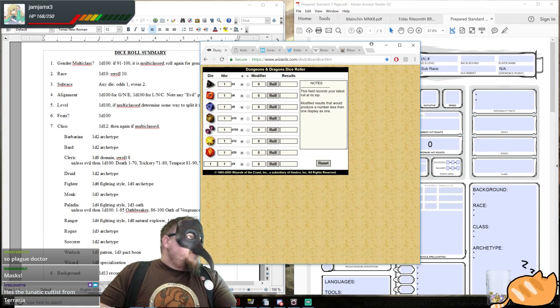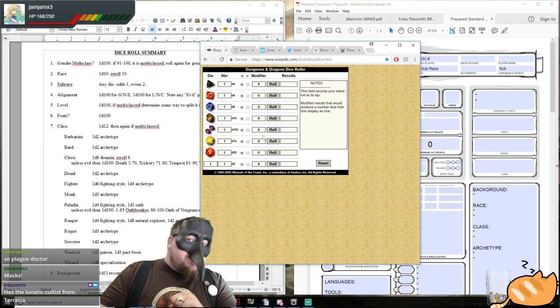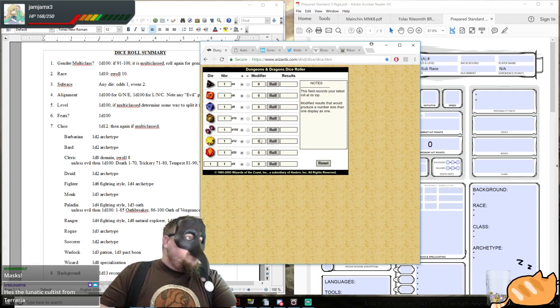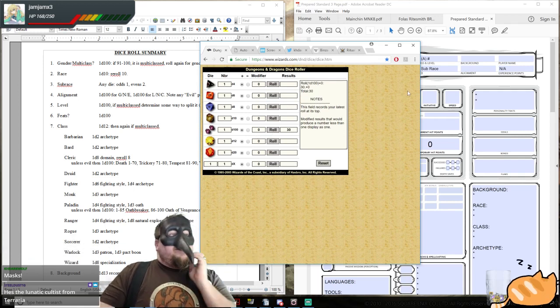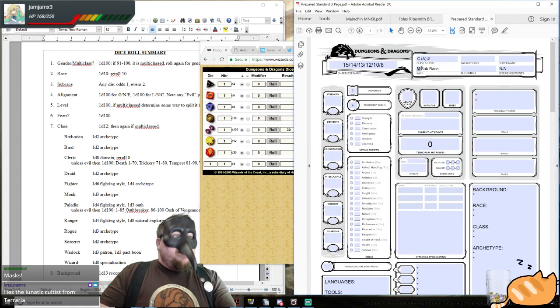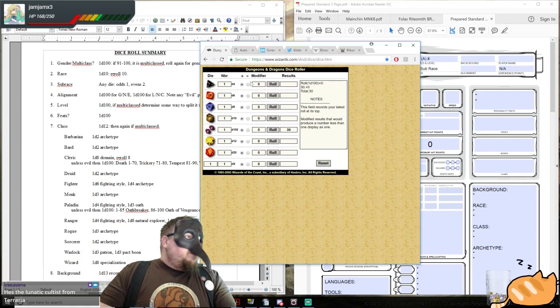To begin, we're going to roll a percentile die and determine if the character is female 1 to 45, male 46 to 90, or a multi-class character like what we rolled last night, 91 to 100. 30, we have a female. We're going to roll a d10 for the race. Race 7, subrace 1.